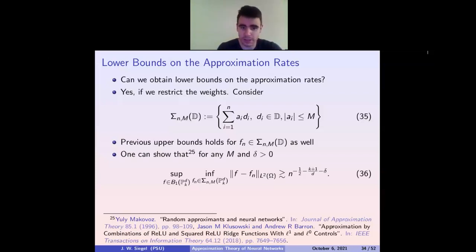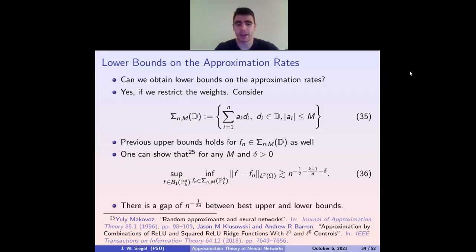Now, it had previously been shown that with this additional restriction, you could not improve the approximation rate beyond n to the minus 1/2 minus k plus 1 over d, right? And if you compare that, for relative to the k networks, with the upper bound we got, there's still a gap of n to the minus 1 over 2d. So the next question here was, can we close that gap and show that you cannot further improve our upper bounds?